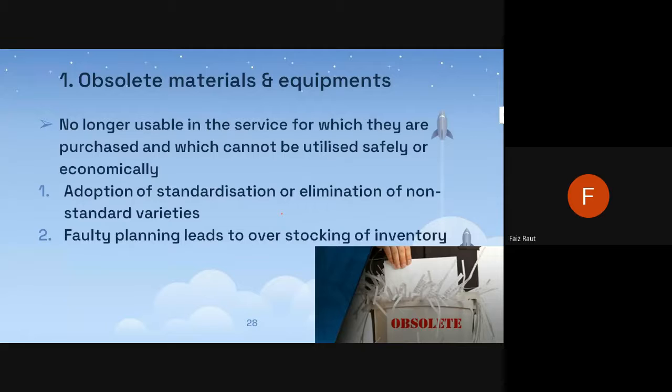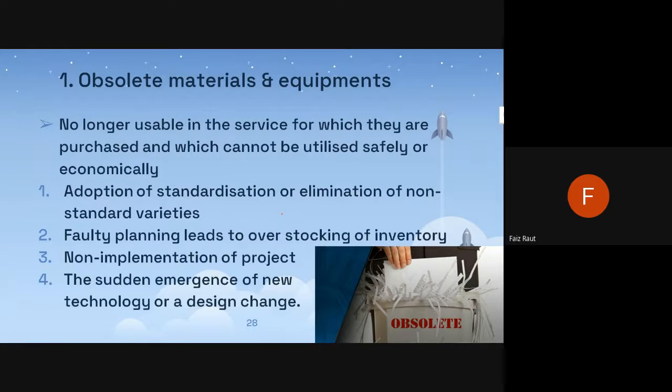It can be because of faulty planning also. It can be due to non-implementation of the project. ठीक है, in the project we had decided that we are going to fit these kind of maybe tires or these kind of something for the car, and now the design has been changed. Okay, the technology has been changed, the project has been cancelled, whatever we were deciding. So anything can make this obsolete. So remember one thing, in obsolete materials, the quality, the specification of the material is good, but it is no longer required now.